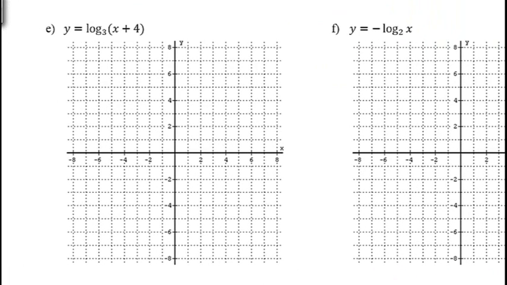And just a couple more of these graphs. So we have y equals log base 3 of x plus 4. So this plus 4, remember, does the opposite of what it says it's going to do because it's inside next to the x. So that means we're going to go left 4. So left 4 means that we want to subtract 4 from all of the x coordinates.